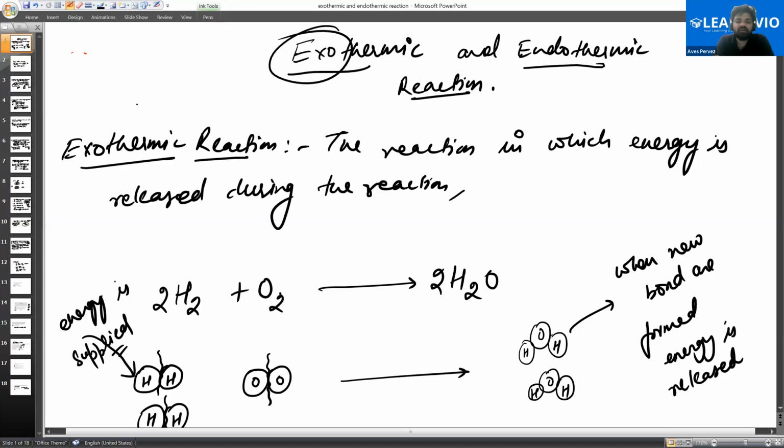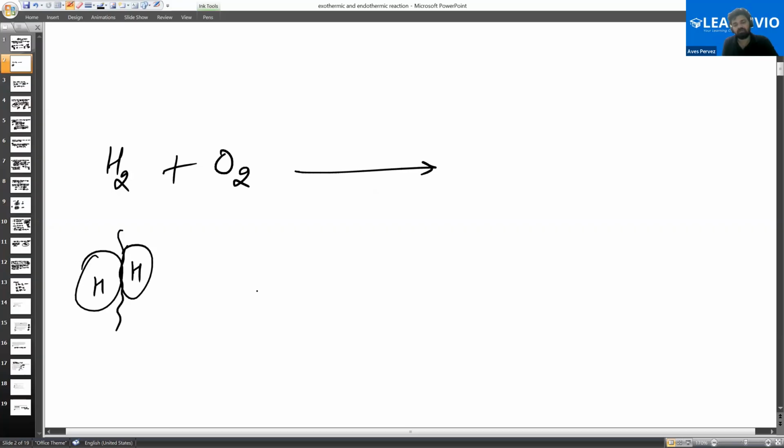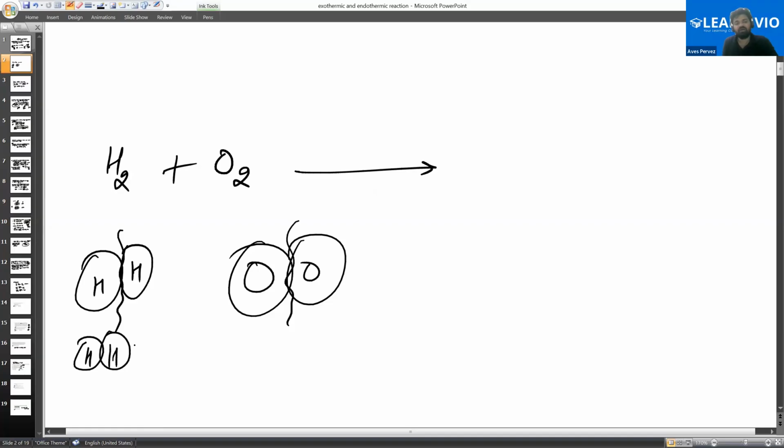Now let me explain to you that when a reaction is taking place, so what is happening here? Can you guess what is happening here? These are hydrogen atoms. They are broken down. These are oxygen atoms. They are broken down. Okay, the older bonds are broken and new bonds are formed. The hydrogen atoms will combine with the oxygen atoms.